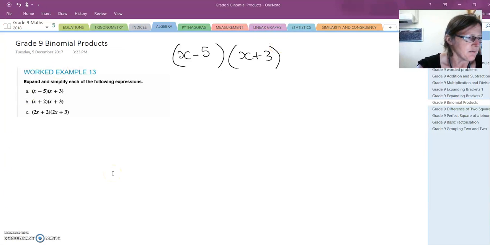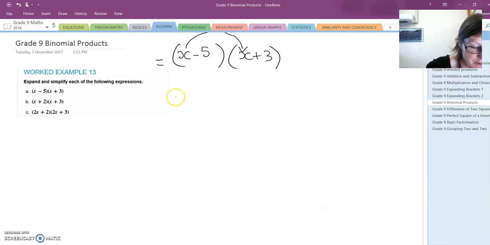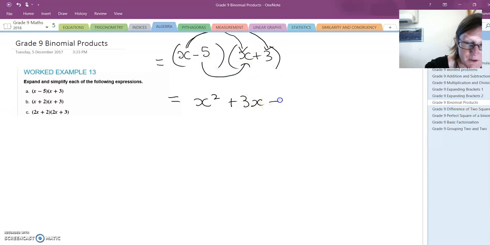Okay, your textbook has several methods. Your textbook talks about a method called the FOIL method. This is the method I, however, use. So when we have binomial products, let's get the first term in this bracket, multiply it by the first term in the second bracket. And I use arrows to remind me what I've done. Then this term times that term. Then we get this term times that term. This one by that one.